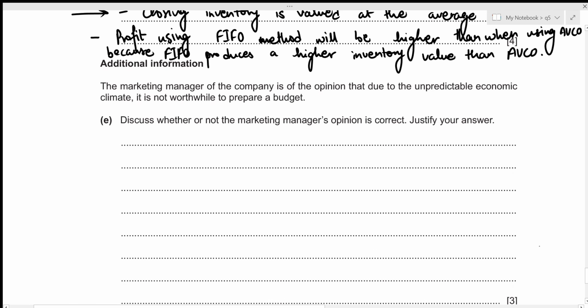We are again given additional information. The marketing manager of the company is of the opinion that due to the unpredictable economic climate, it is not worthwhile to prepare a budget. We need to discuss whether or not the marketing manager's opinion is correct. So we know that budget is basically the blueprint that guides the company and motivates its people as well.